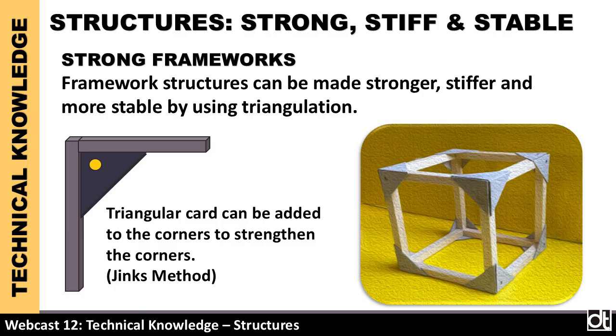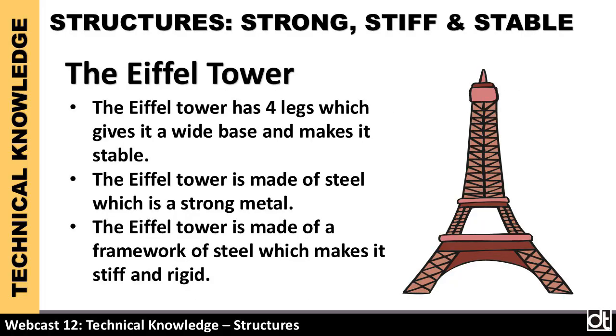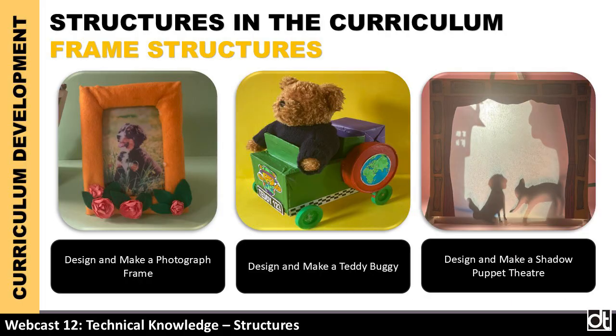When working with wood, children can be challenged to create wooden framework structures that are strengthened by using card triangles. In our scheme of work, we use the Jinx technique to create wooden structures that are strong, stiff and stable. Structures can also be made more stable by using one of the following techniques: a wider base, a heavier base, or by using supporting buttresses. The Eiffel Tower is a good example to share with children of techniques that are used to create strong, stiff and stable structures.